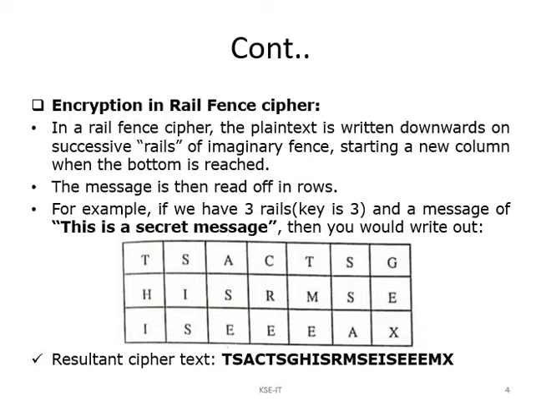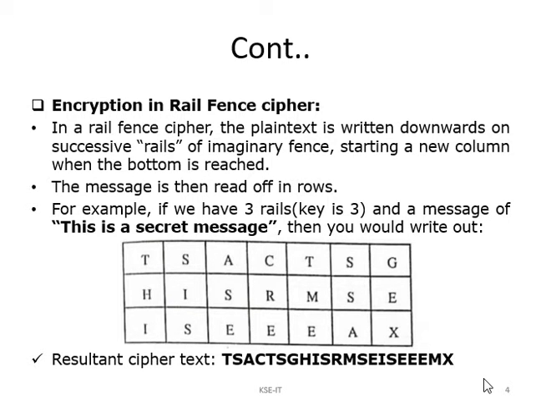Let us see how the encryption takes place in the rail-fence cipher. In this cipher, the plain text is written downwards on successive rails of an imaginary fence, starting a new column when the bottom is reached. The message is then read off in rows. For example, if we have 3 rails, if the key value is 3 and the message is "this is a secret message," then you can write the message like this.